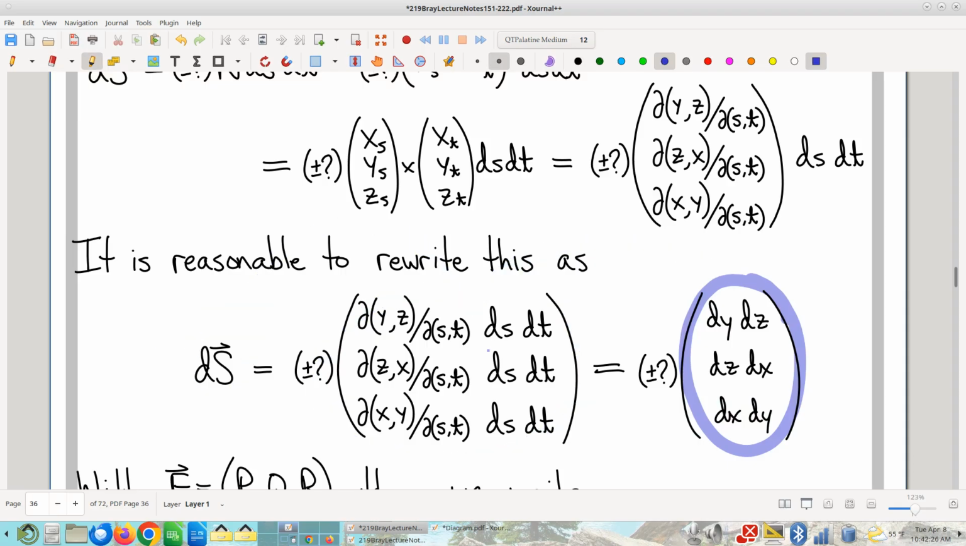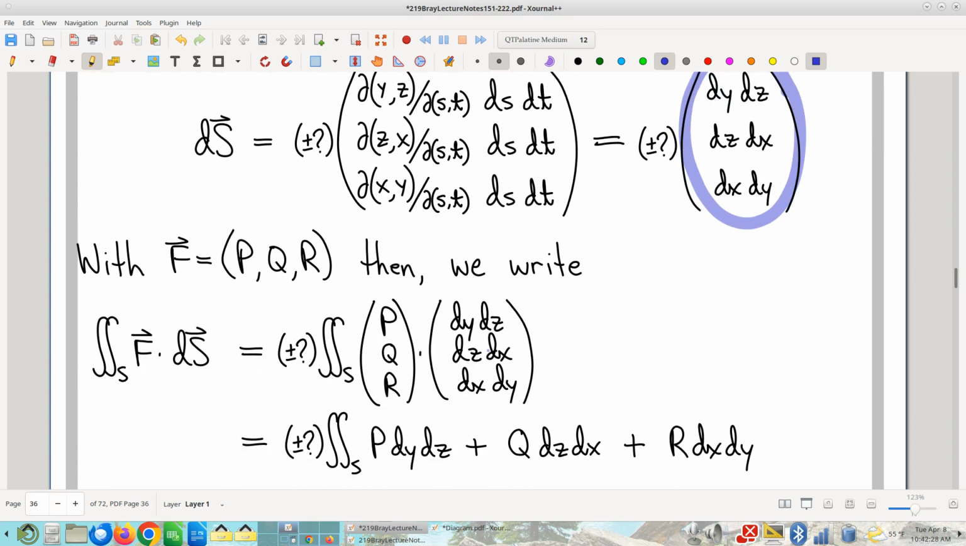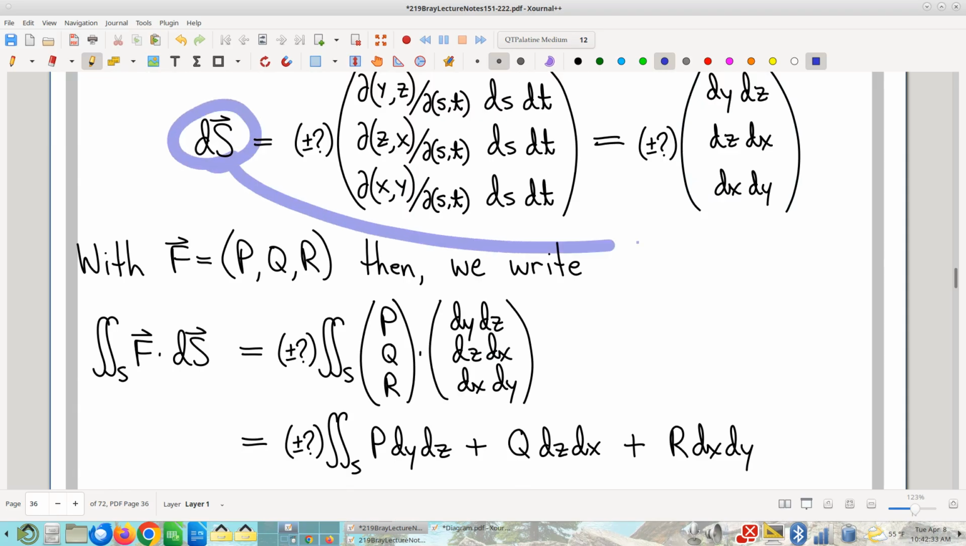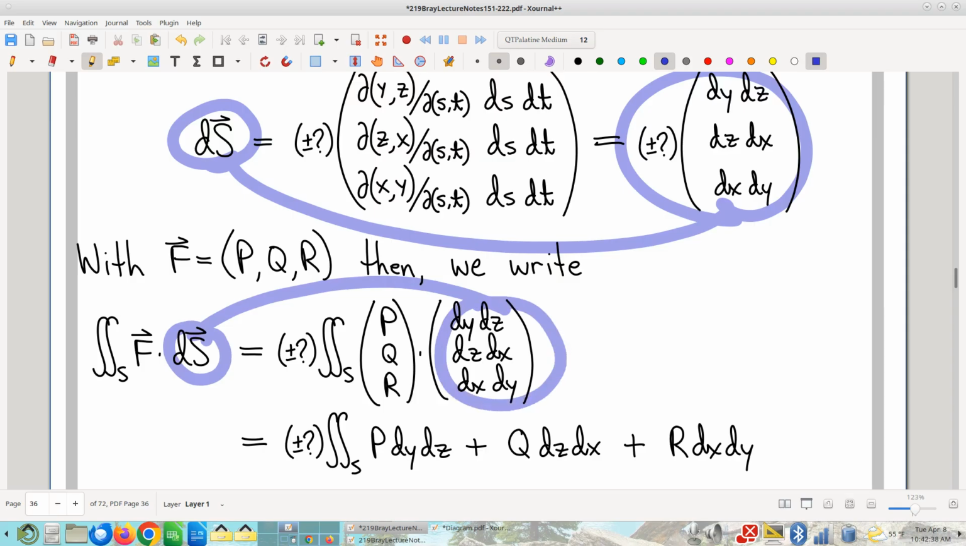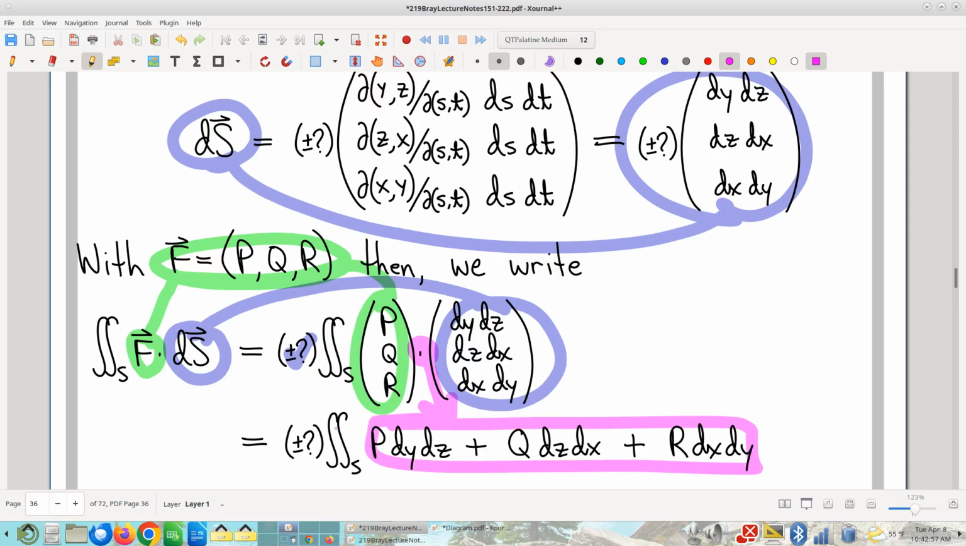But the point is, this is notationally a pretty reasonable substitute for that, aka the ds vector. And so with that in mind, just like we did with line integrals, we're going to take this new formula for ds, put it in there. Don't forget that plus or minus. Got to worry about that. And reminding that the vector field has coordinates P, Q, R, for example, then we can crank out this dot product.